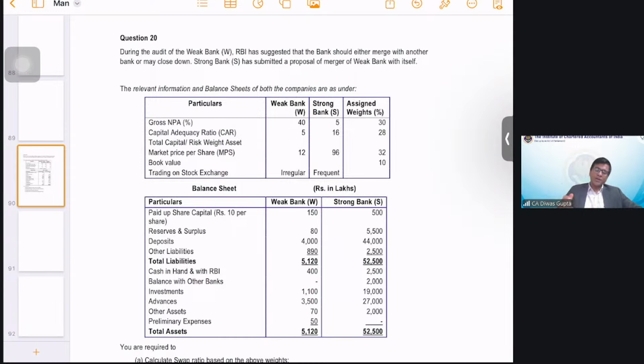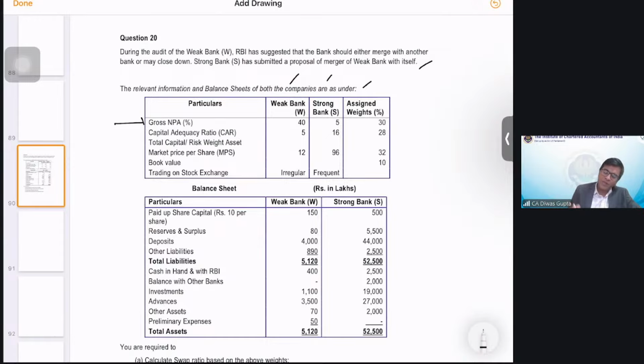Question number 20 is: during the audit of Weak Bank, RBI has suggested that the bank should either merge with another bank or close down. Strong Bank has submitted a proposal of merger with Weak Bank. The relevant information and balance sheets of both the companies are as under: Weak Bank, Strong Bank, and assigned weights. What is their respective gross NPA?